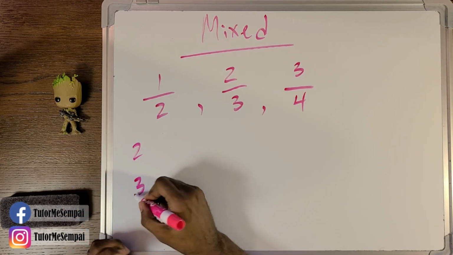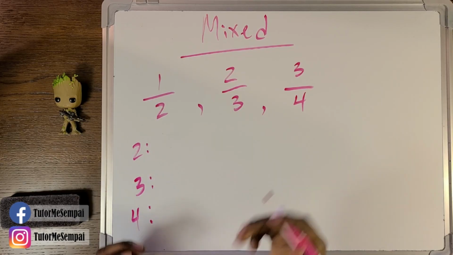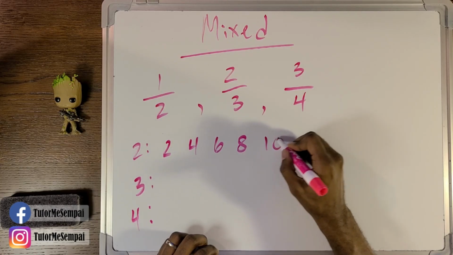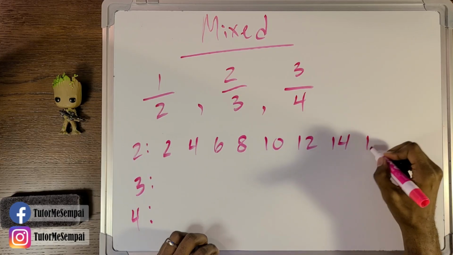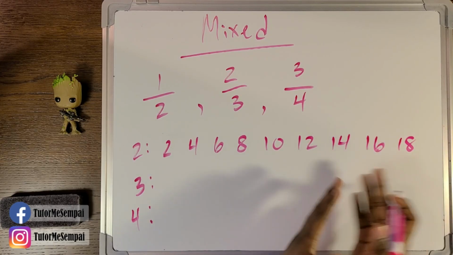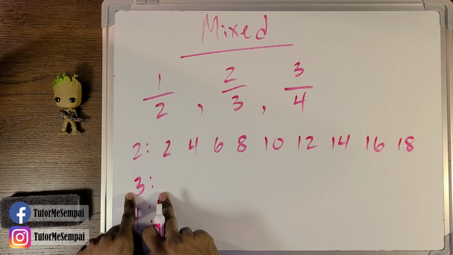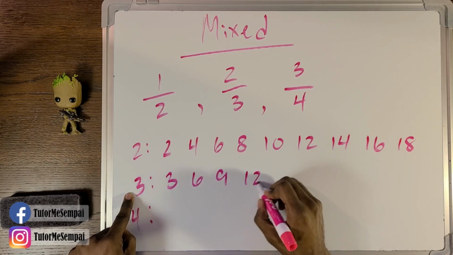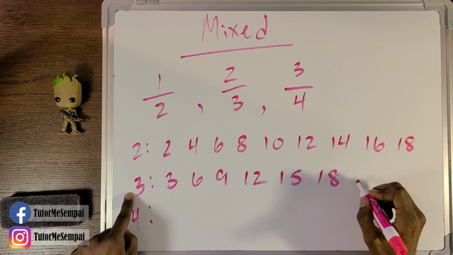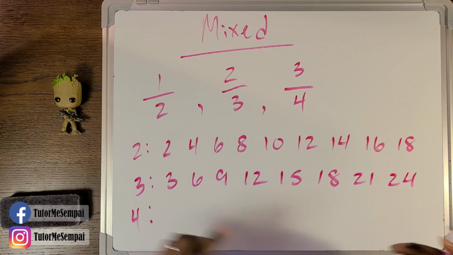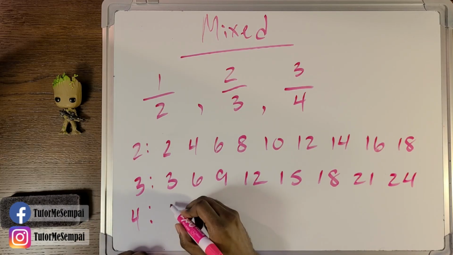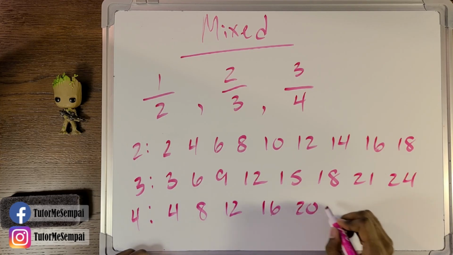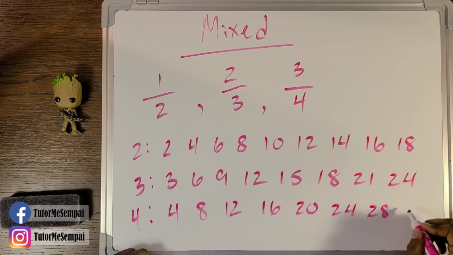So we have 2, 3, and 4. So what's our times table for 2? 2, 4, 6, 8, 10, 12, 14, 16, 18. I'm going to stop there because I'm running out of board. Let's move down to 3. What's our times table for 3? We have 3, 6, 9, 12, 15, 18, 21, 24. I'm going to stop there. Let's do 4. We have 4, 8, 12, 16, 20, 24, 28, 32.